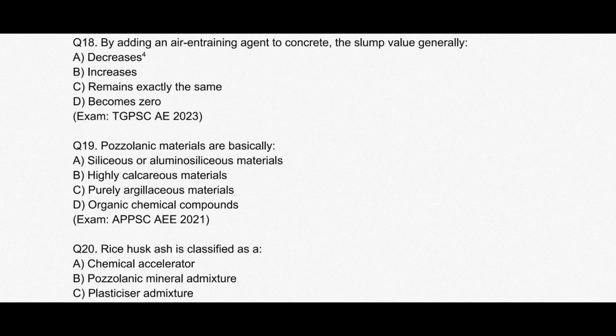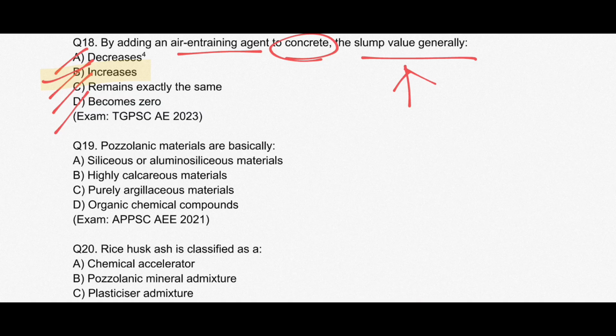18th question. By adding an air-entraining agent to the concrete, the slump value generally option A decreases, option B increases, option C remains exactly the same, option D becomes 0. So the answer is option A, option B, that is decreases. మనకి air-entraining agent మనం కాంక్రీట్ కి యాడ్ చేయడం వల్ల మనకి వర్కబిలిటీ అనేది ఇంక్రీజ్ అవుతుంది. Workability increasing is nothing but the value of the slump also increases. So option B is the correct answer.